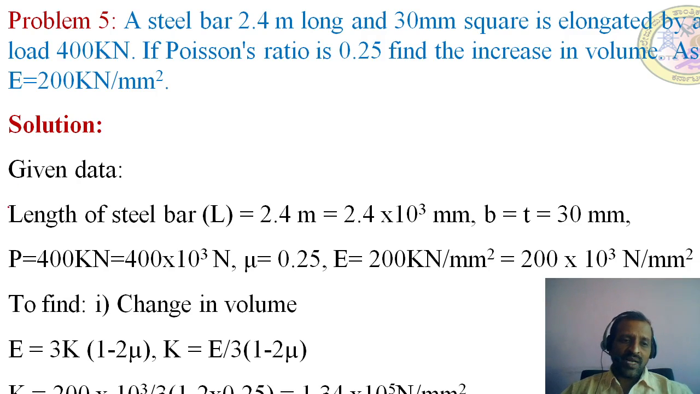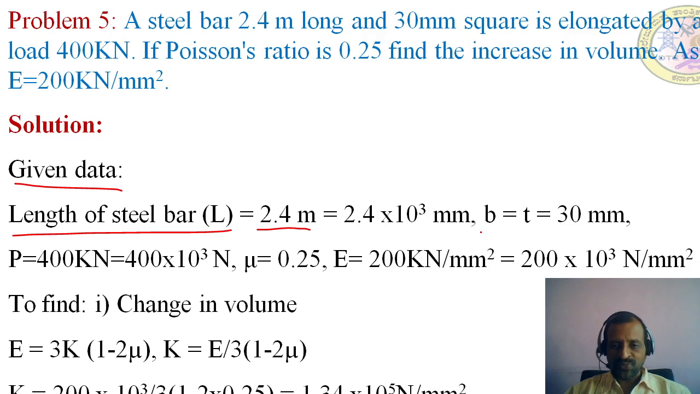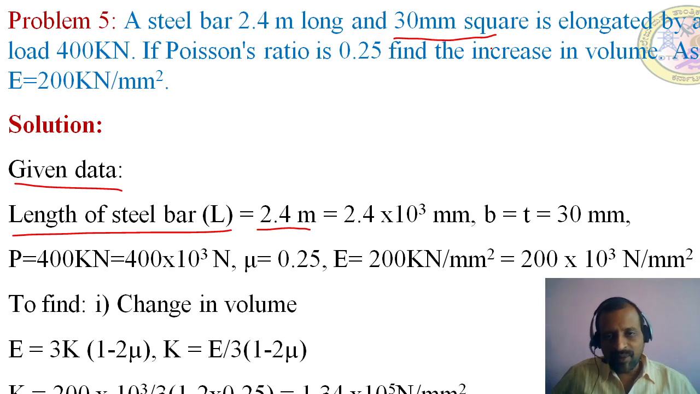Right, now I am writing the given data. Given data means I am noting it down from the problem. The length of the steel bar he has given is 2.4 meter. The unit is in meter. I need to convert this meter into mm, because the 30 mm square he has given is in mm. So either you convert meter into mm or mm into meter; all the units should be in one unit. So I am converting this length into mm by multiplying with 1000, so it becomes mm.